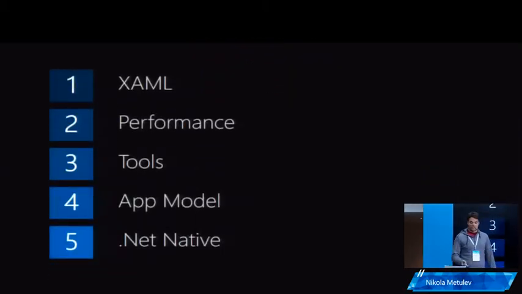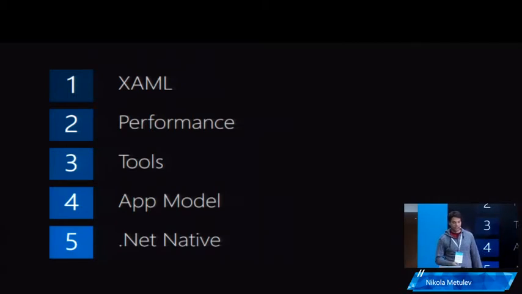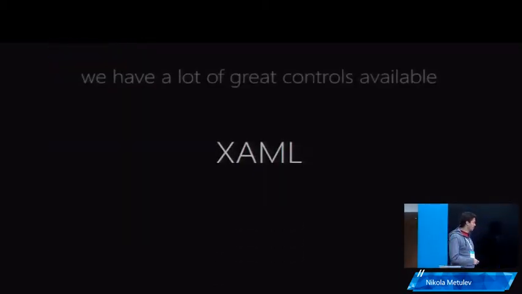Now, for the rest of the day, we're going to talk about five things. We're going to talk about what are the new things we've added to XAML, what are the new things we added to the platform to increase the performance of applications, how we've improved the tools, how we've improved the app model, and finally, how we've added native compilation to applications to get even more kick out of your apps. So let's talk about XAML.